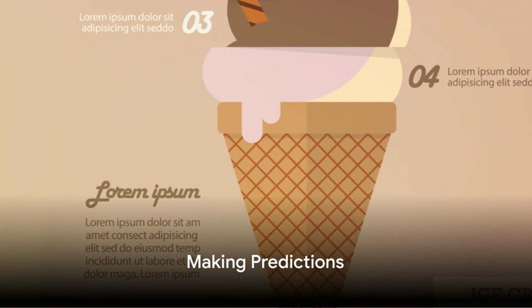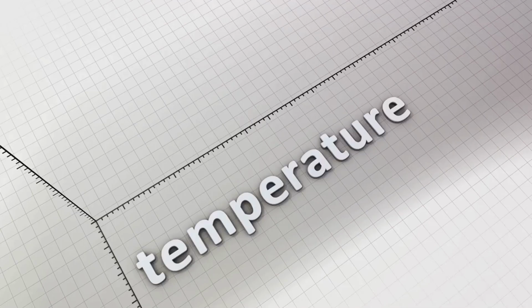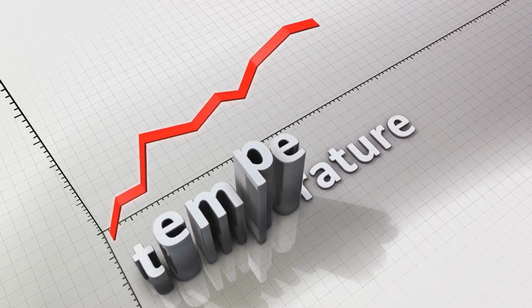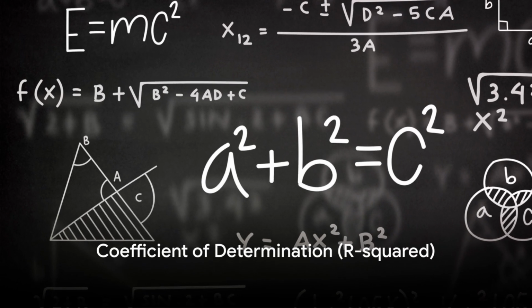Once we have our regression equation, we can make predictions. For example, using our ice cream sales equation, we could predict the sales on a day when the temperature is, say, 80 degrees. But how can we be sure of the accuracy of our predictions?